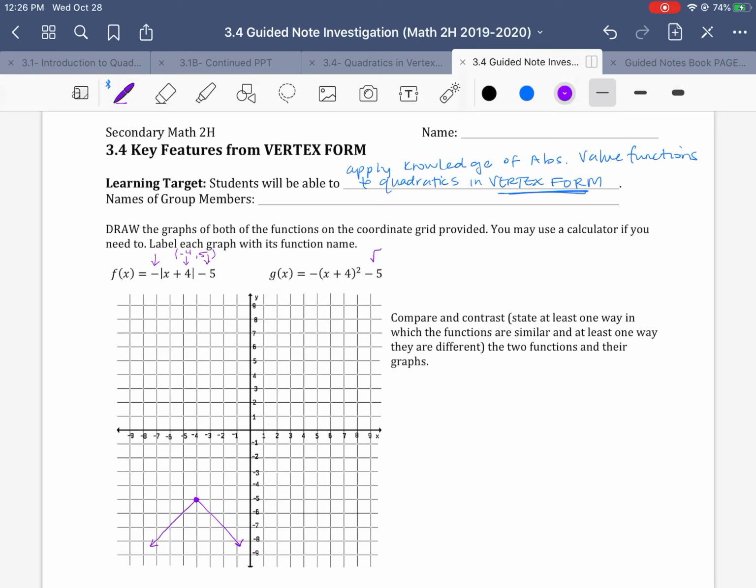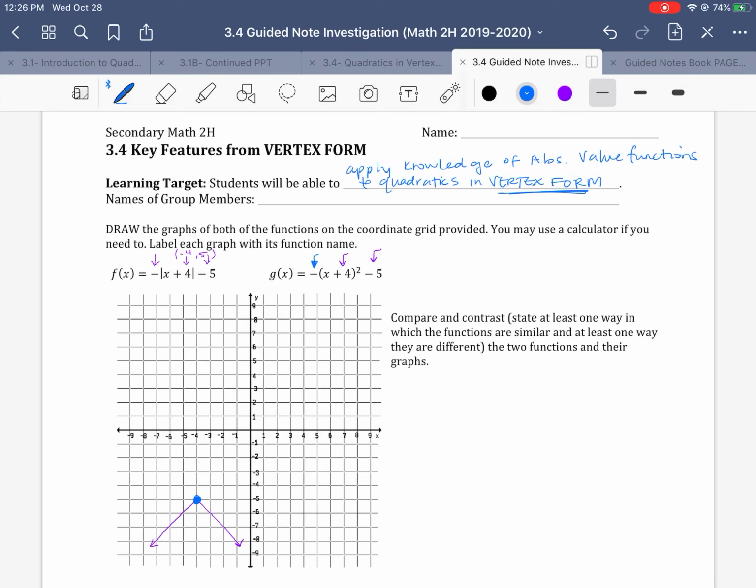So I hope you did go ahead and graph it and look at this one also goes down 5 and it goes to the left 4. So if I graph the vertex, I'm going to do this one in blue, it actually is sitting at the same point as the vertex of the absolute value function. So they work identical. This also means that it's going to open down, so it's been reflected down.